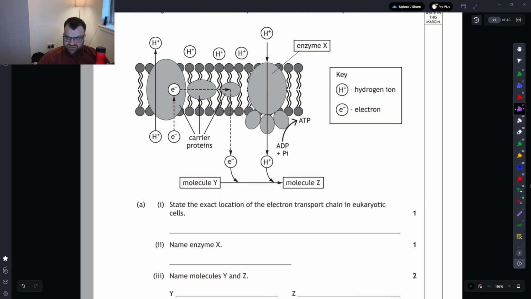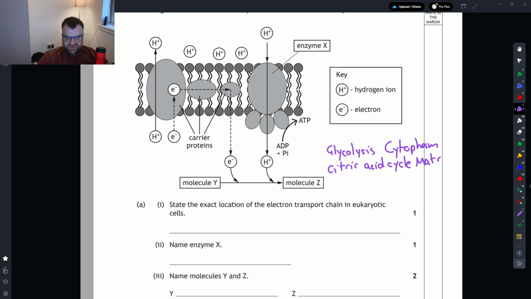Here we're on to the electron transport chain in respiration. Okay, exact locations. Well, we have 3 stages. Glycolysis is in the cytoplasm. You then have the citric acid cycle, and how I remember which one that is, that's the matrix. So M for middle, matrix of the mitochondria. And then the electron transport chain is the inner membrane of the mitochondria.